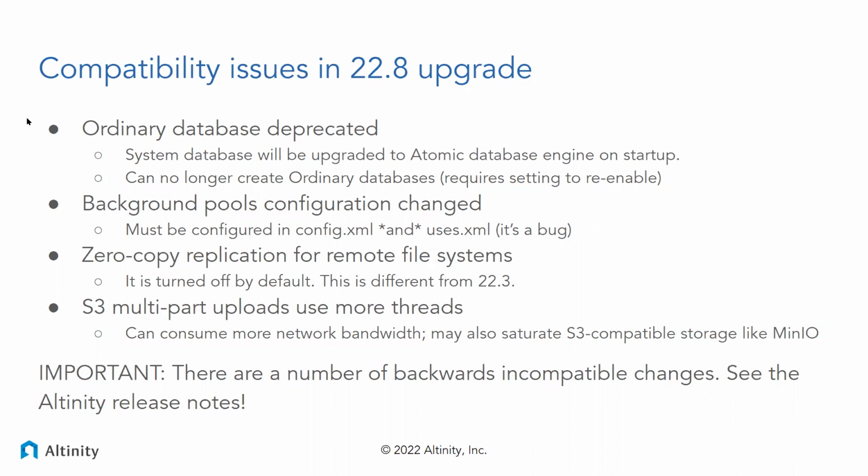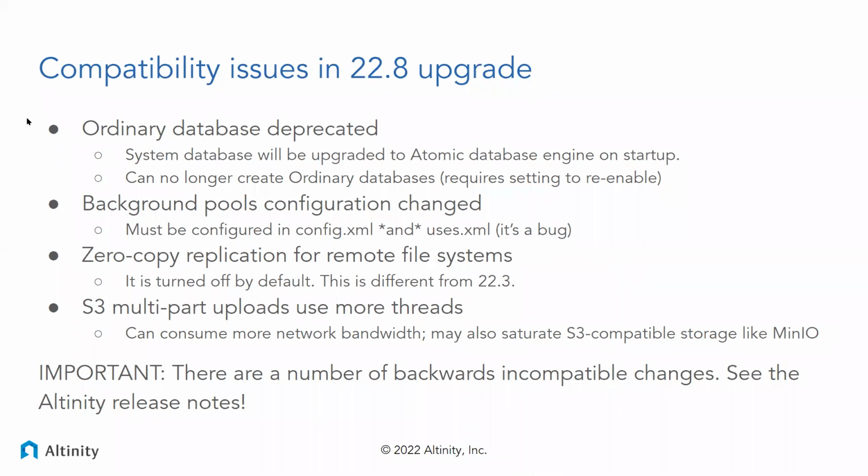And so this is something you want to read carefully. Your system database, which is one of the critical databases in any ClickHouse system, will automatically upgrade to the atomic database type on startup. Another one worth highlighting is zero copy replication. This is often used when you're storing tables in S3. It is now turned off by default. It was turned on in 22.3, so you'll want to make sure that you get that set.